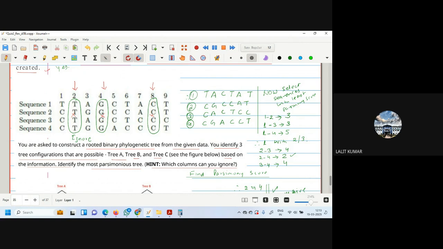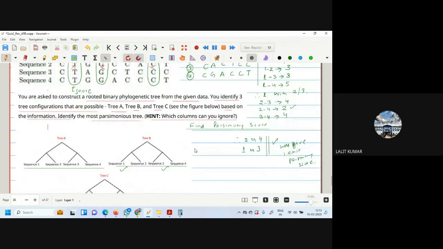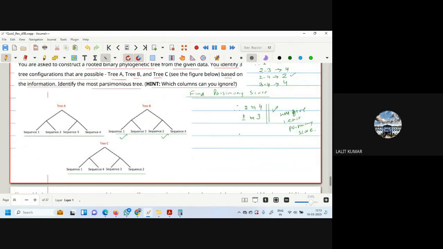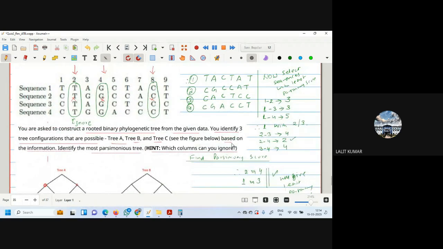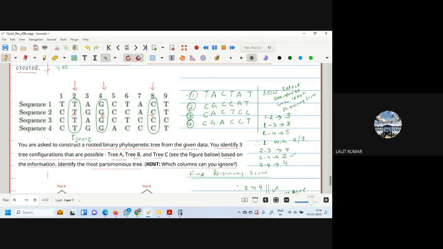Now to know the best tree, they have given these trees. Here sequence 1 and sequence 2 are matching first, sequence 3 and 4 are matching first. Then we do the matching. So how to do this? What we do, we find the scores of every sample with each other. So here 1 to 2, the score is coming 3. 1 to 3 is coming 3. So 1 can be coupled with either 2 or 3. And 1 and 4 is 5. So 1 and 4 will not.